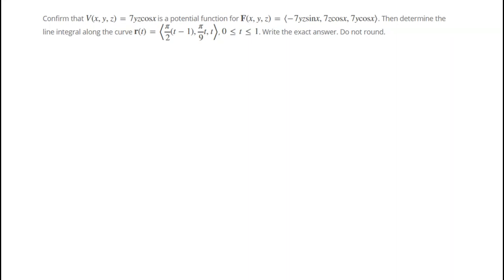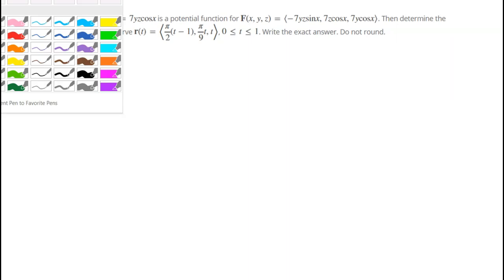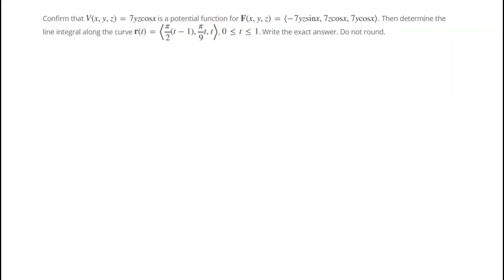Alright, Calc 3 class, let's do an example of a line integral when we have a potential function. So we're being told to confirm that this is a potential function. So first, how would we do that? We would need to find the gradient of v and show that the gradient of v is f. That is how we would confirm that.